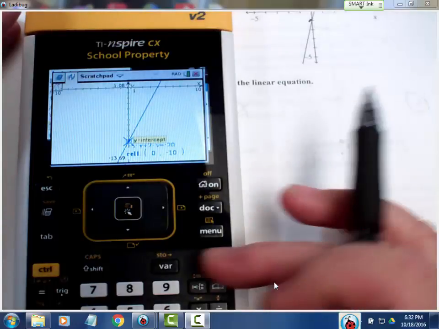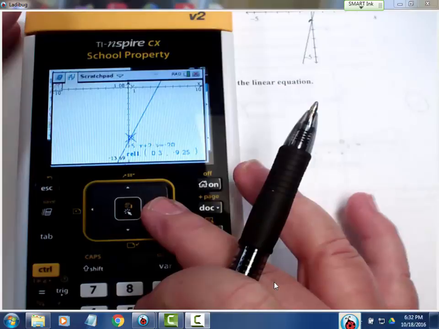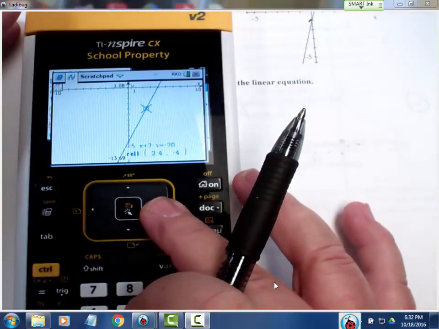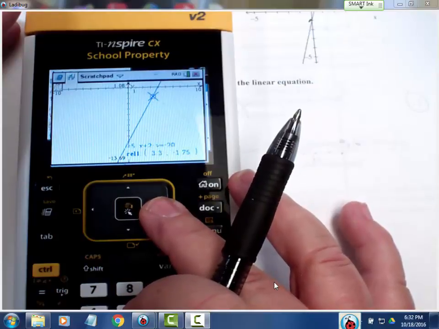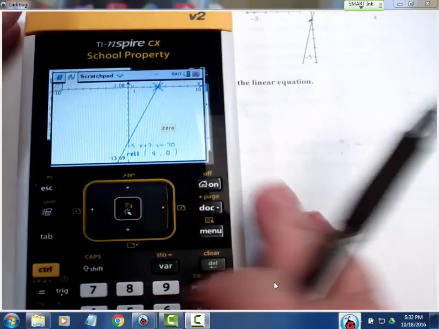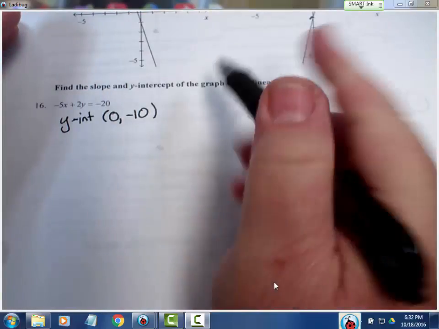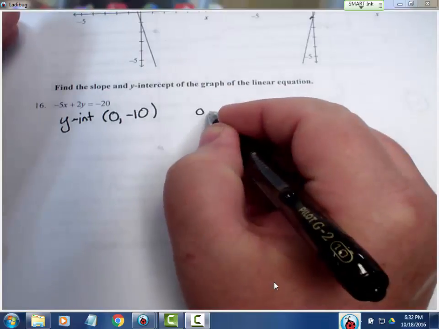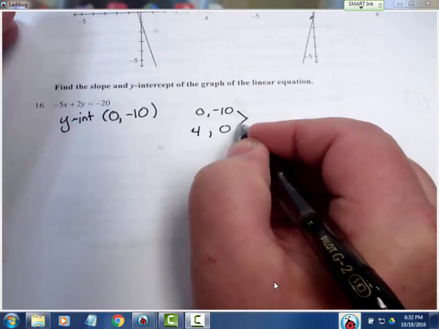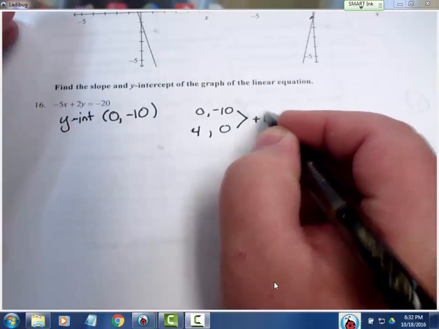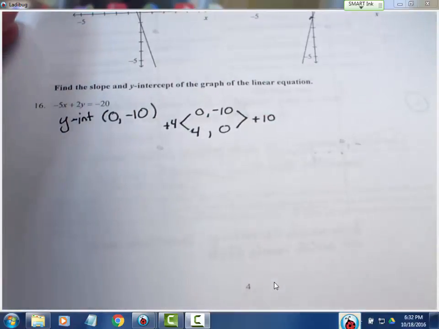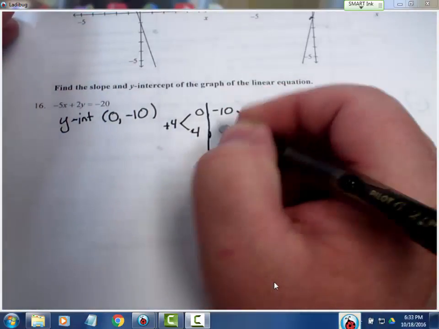But what I can do is find another point. So I trace along and see if I can find another whole number, because that would be nice, right? And I find one: 4, 0. Okay, so I go from 0, negative 10 to 4, 0. So I went up 10 and I went over 4. You can kind of think of this as a table of x and y.